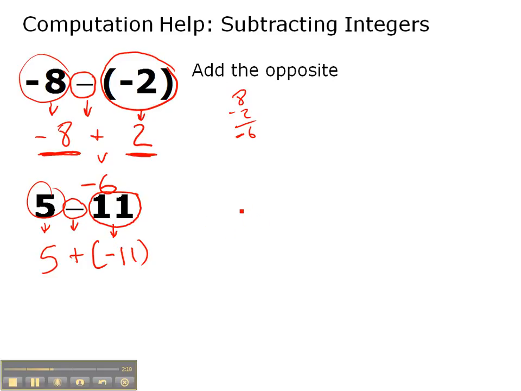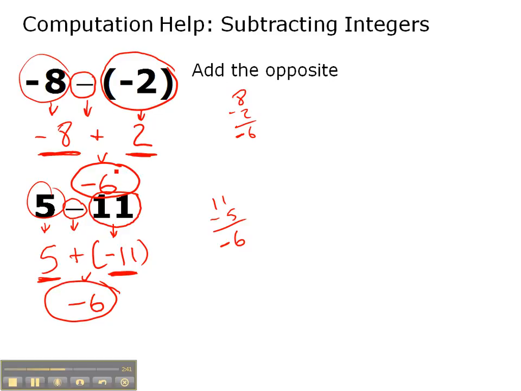Now we have an integer addition problem where the signs are different again. So 11 minus 5 is 6, and then we keep the sign of the integer that is farther from 0, that has a greater absolute value. In this case, -11 is farther from 0 on a number line than +5, so this is -6, and that's a coincidence. I didn't intend for both of these problems to have a difference of -6. It just happened to work out that way.